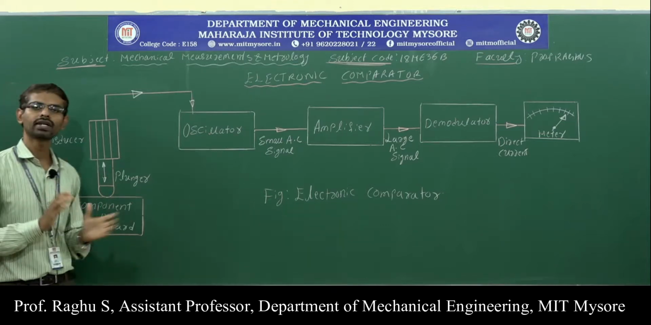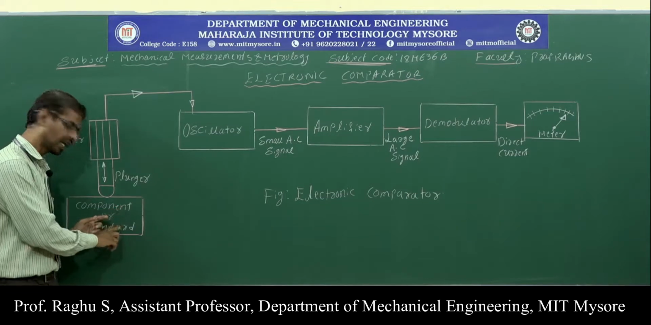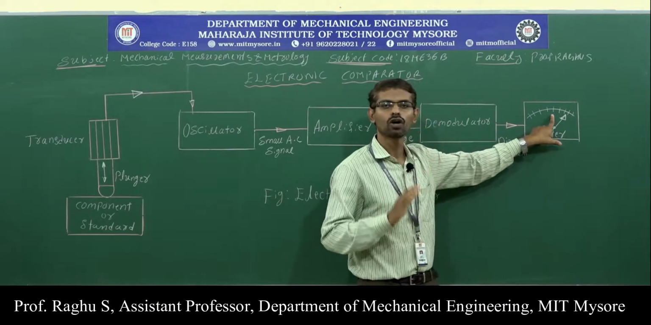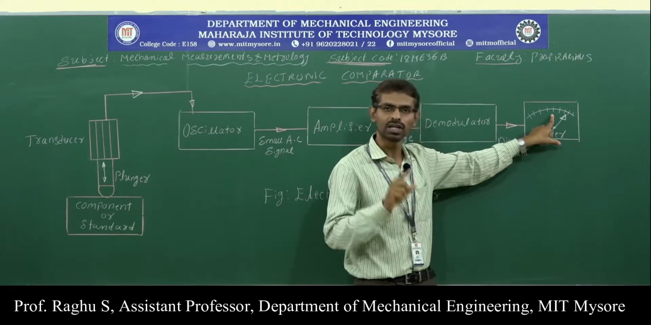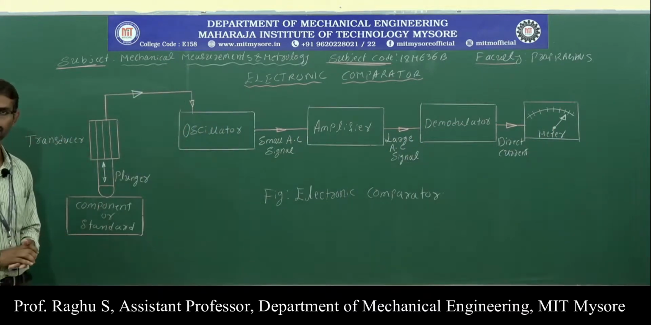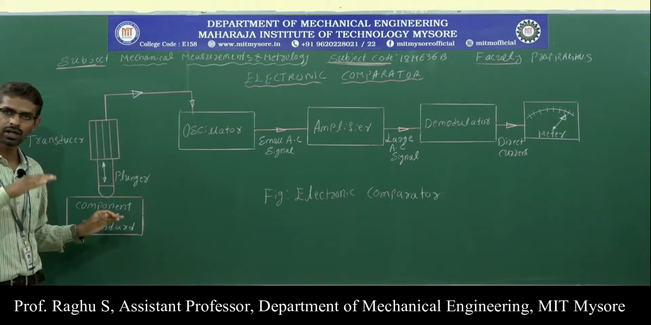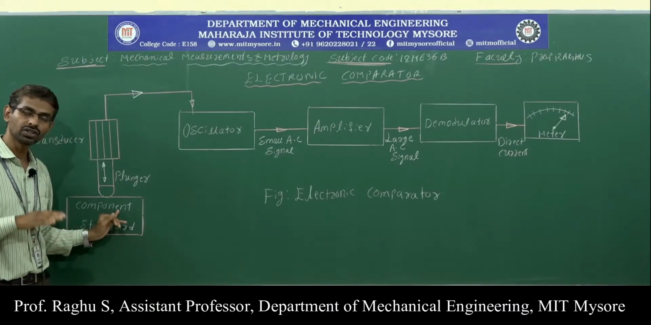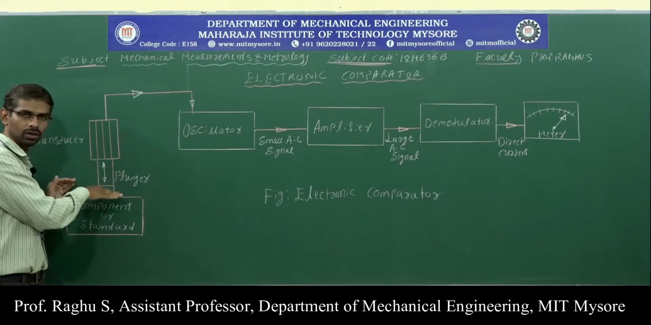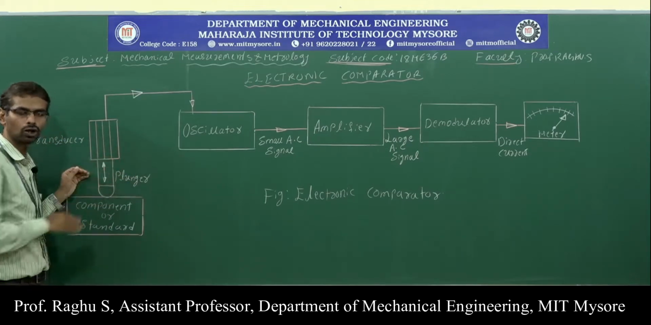Suppose there is no dimensional difference between the standard and the component, meaning the component and standard dimensions are the same. Then we can observe that there is no movement of the pointer. The pointer shows 0 reading only, because of the same dimensions. Suppose the component dimension is different from the standard, if we have any dimensional variation with respect to the standard, then we can observe plunger movement. The plunger moves upwards or downwards.